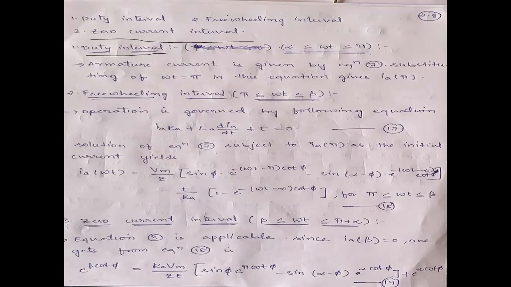The second interval is the freewheeling interval. It is from pi to beta. So pi to beta is the freewheeling interval. The operation in this interval is satisfied by this equation: IA RA plus LA into dIA by dt plus E is equal to 0.